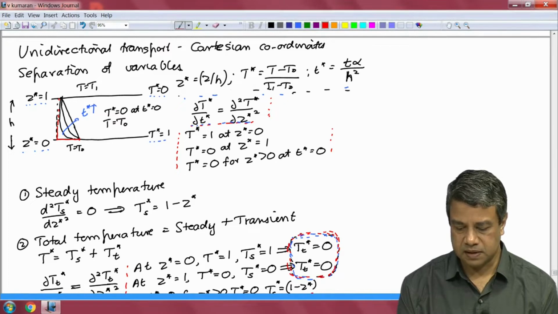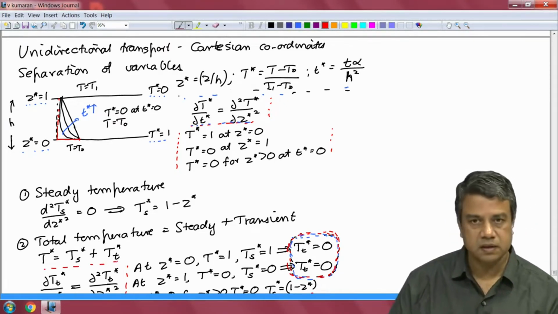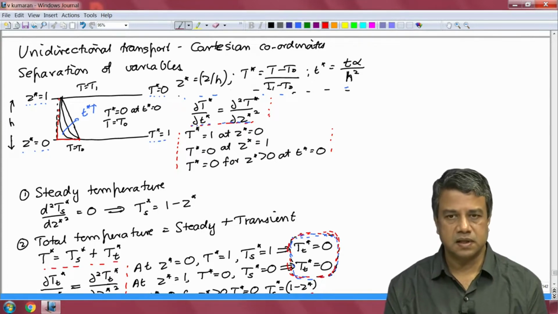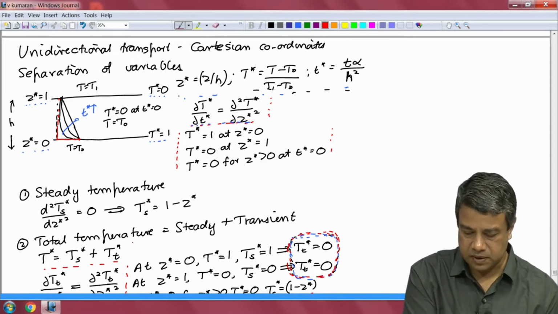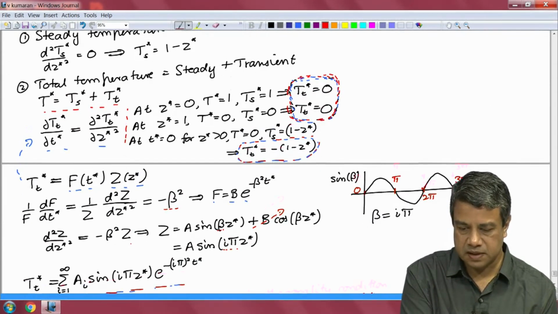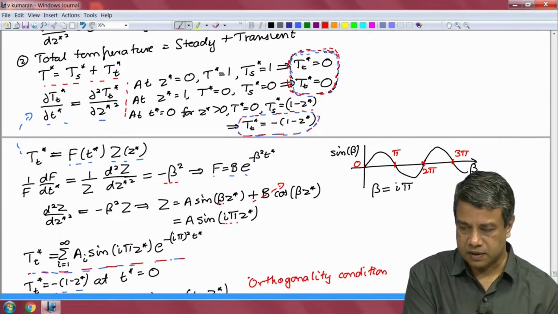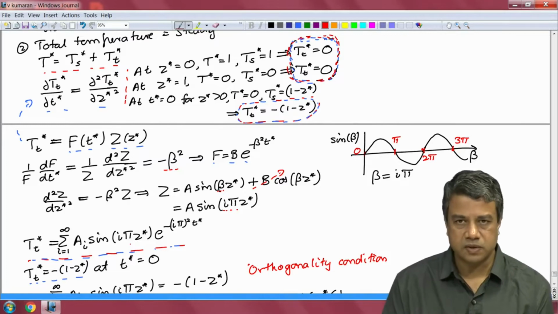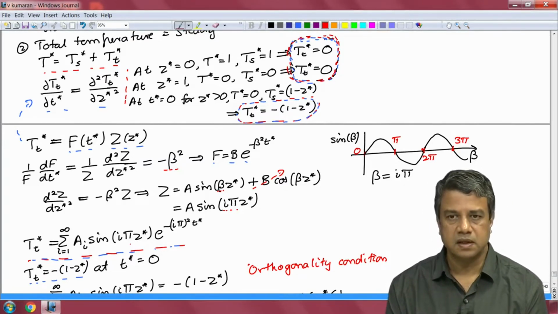We had expressed the temperature as the sum of a steady plus a transient part. The steady part is a linear function. It varies from 1 at 0 to 0 at 1. The transient part satisfies the same equation as the original temperature. However, the boundary conditions are different. The boundary conditions are homogeneous. T star is equal to 0 on both surfaces because I have subtracted out the steady solution.